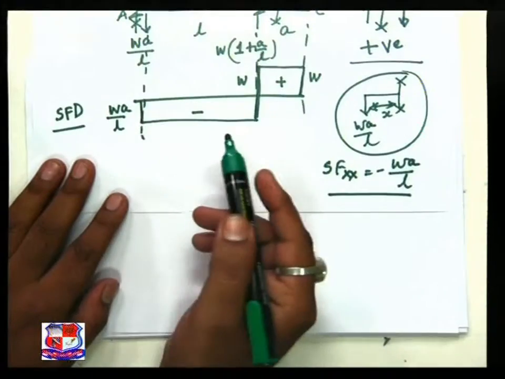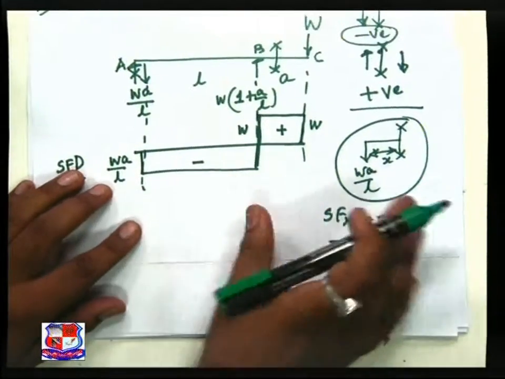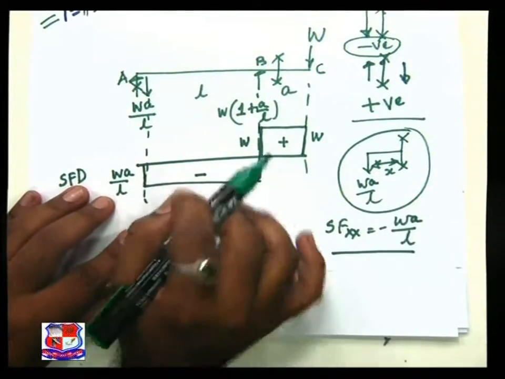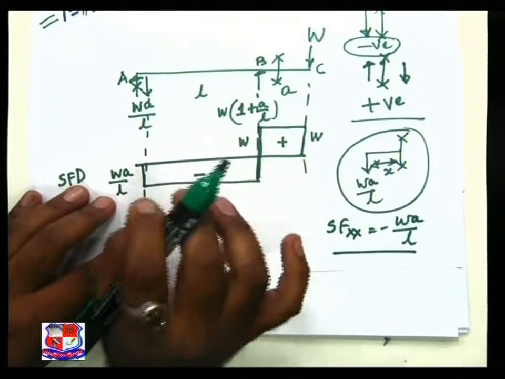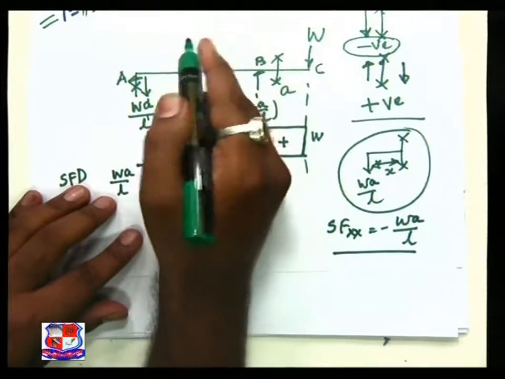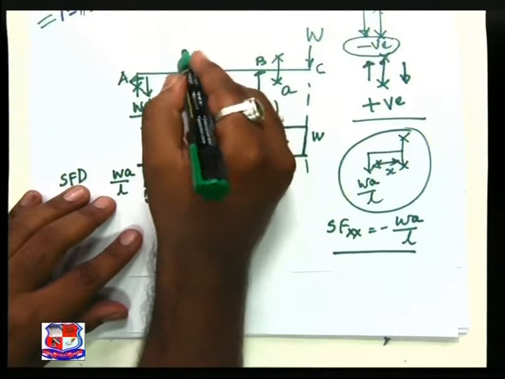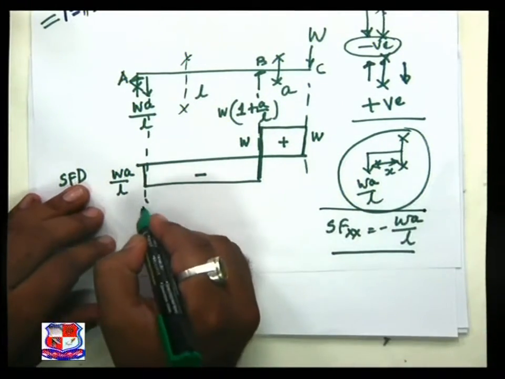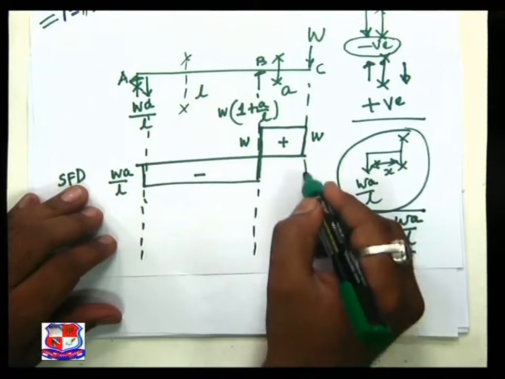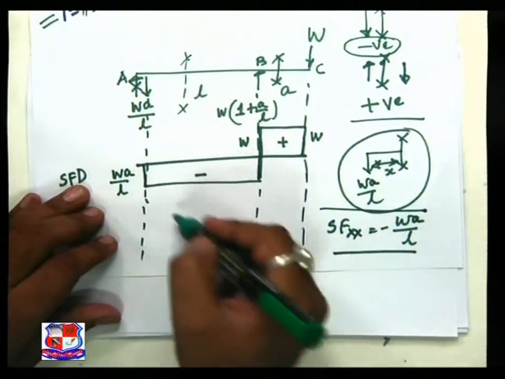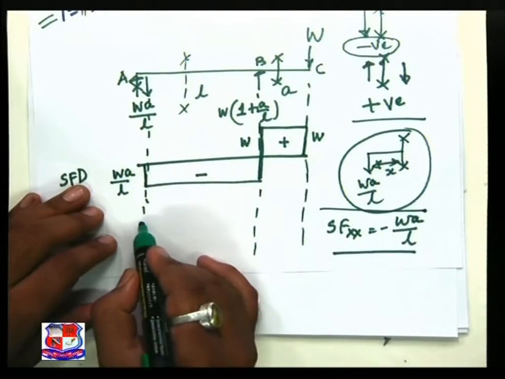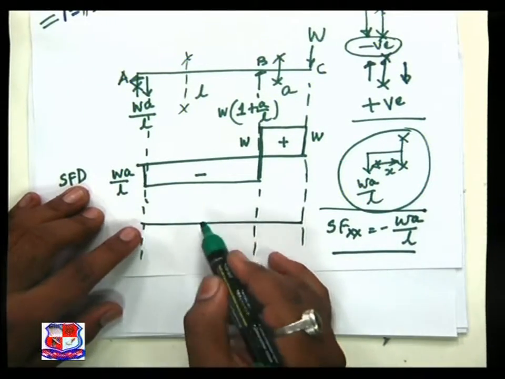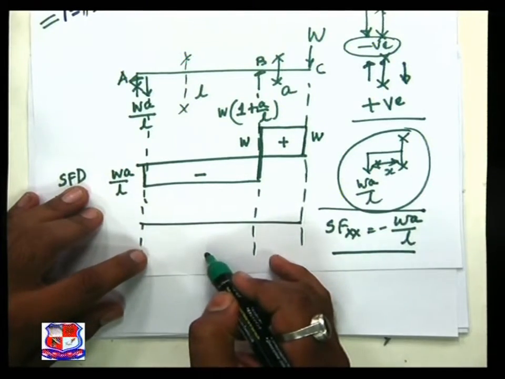Now our next aim is to plot the bending moment diagram. The procedure remains the same, that is, we have to take the sections. Now let us take a section over here, section XX, and the figure is there with us. These are the important lines where the loads are acting, and this is the basic baseline. All the positive values are above the baseline, all the negative values below the baseline.